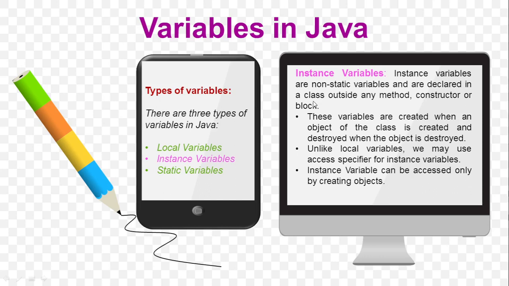Unlike local variables, we may use access specifiers for instance variables. For local variables, we can't use access specifiers like public or protected. It will throw an error because it is local to that particular block only. How can you make it public or protected or default or something else? Public, private, protected, these are the access specifiers. These access specifiers cannot be used for any local variable, but they can be used for an instance variable.